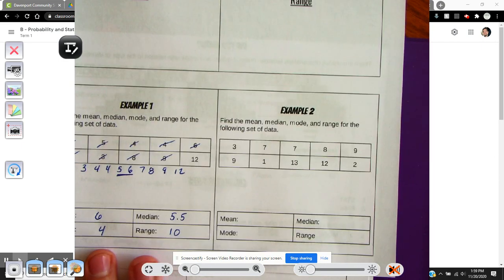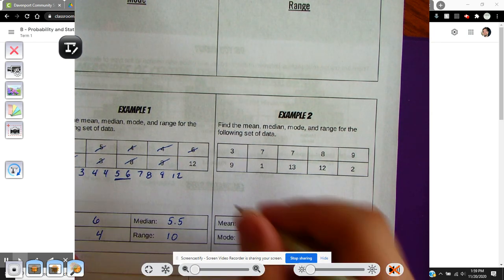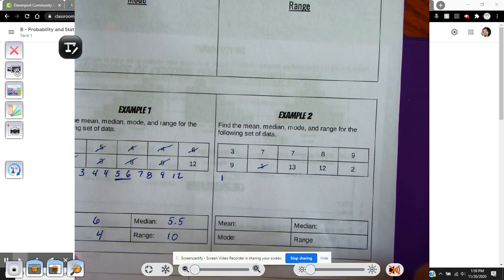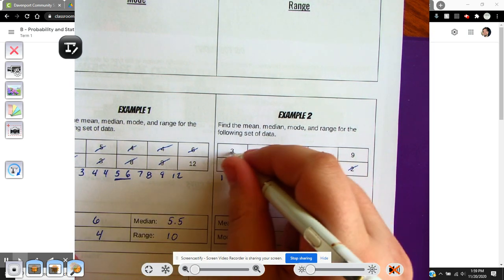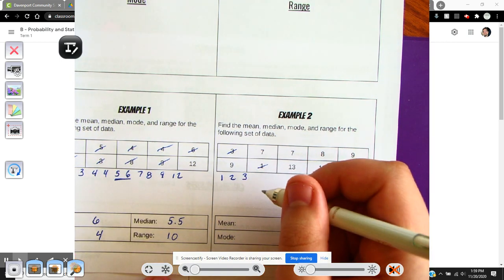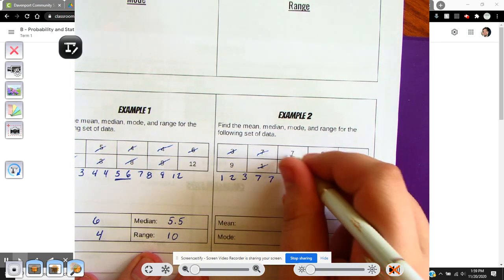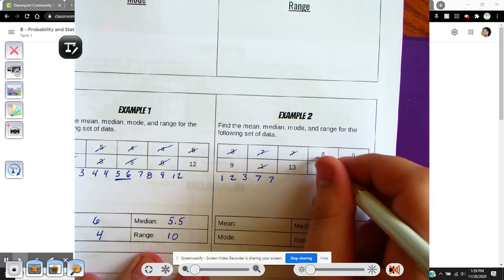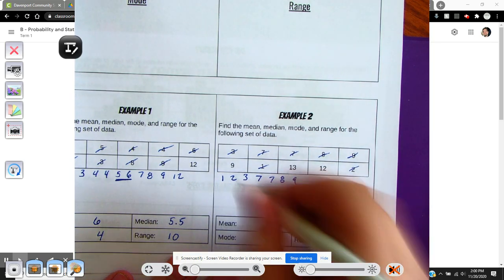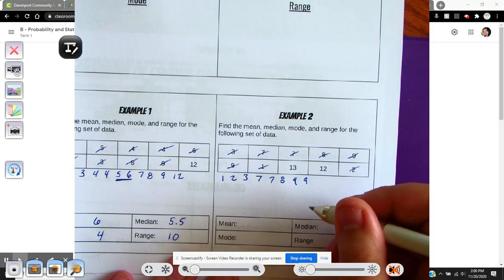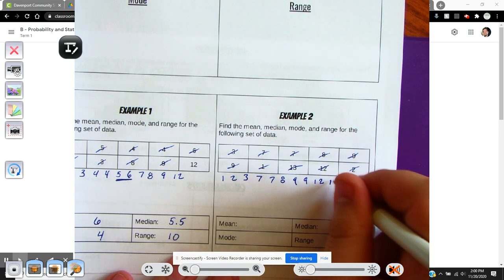Second example. Once again, I'm going to put them in order from the smallest number to the biggest number. So 1, 2, 3, 7, another 7, and 8, 9, another 9, a 12, and a 13.